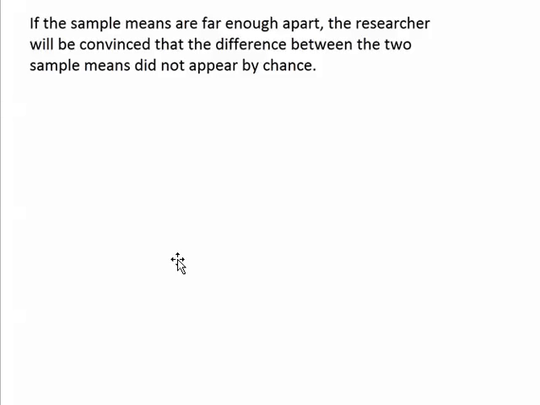So if the researcher gets a big difference between the sample means, the researcher thinks, well, this type of an outcome goes against what usually happens when H0 is true. When H0 is true, the sample means are usually close together. So since my outcome goes against what usually happens when H0 is true, I'm going to reject H0 and I'm going to conclude that there is a real difference between the population means.